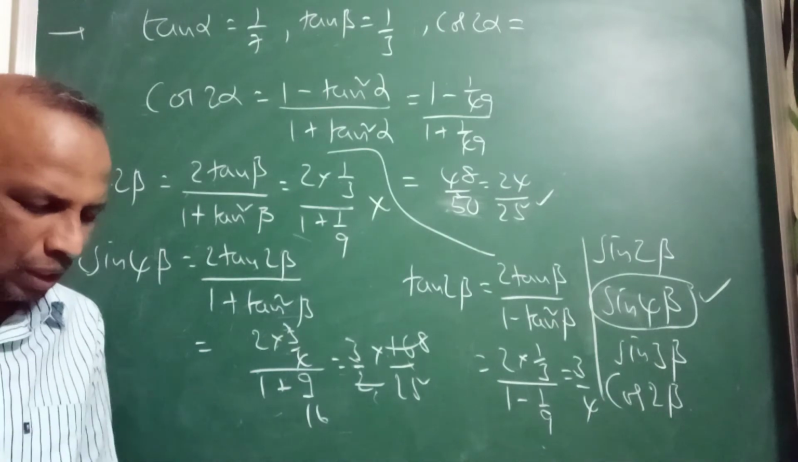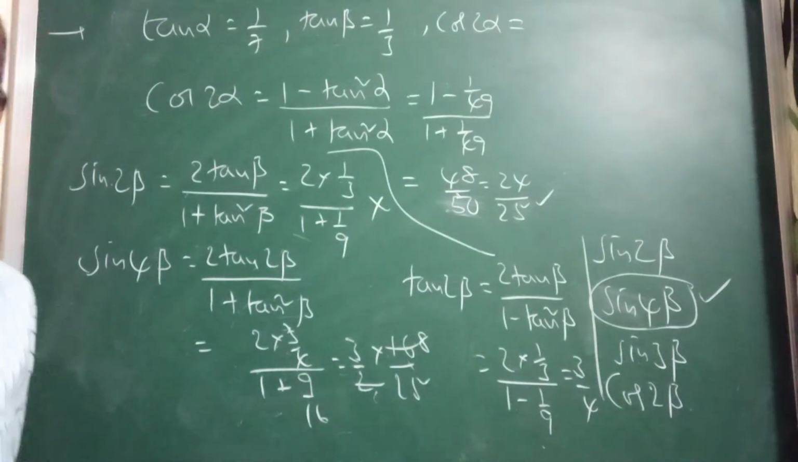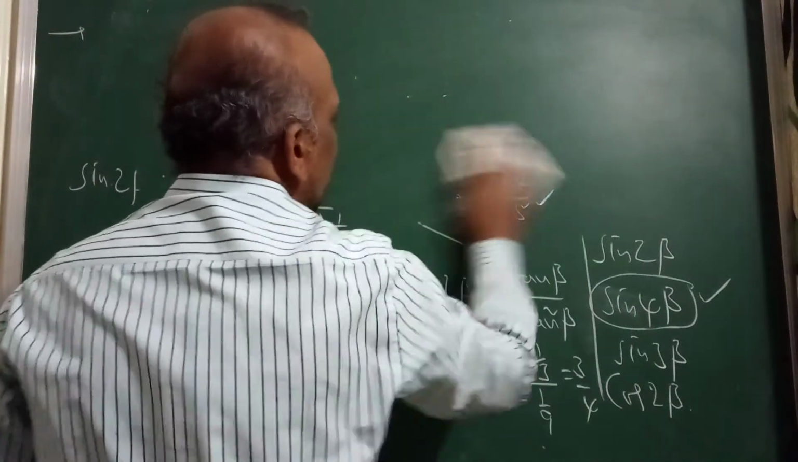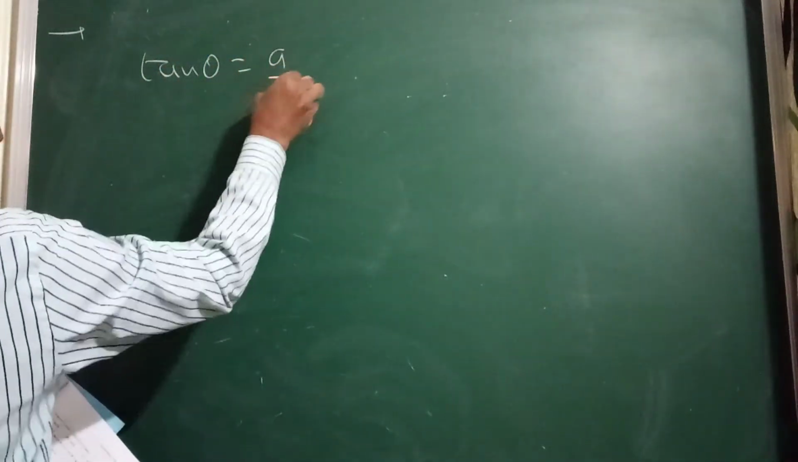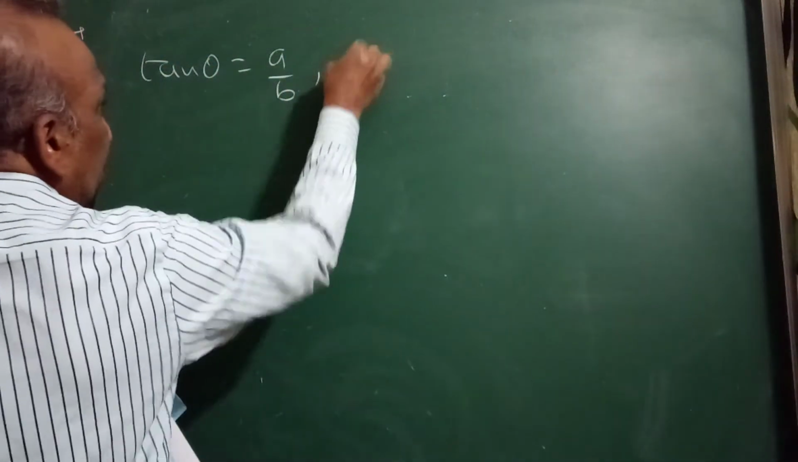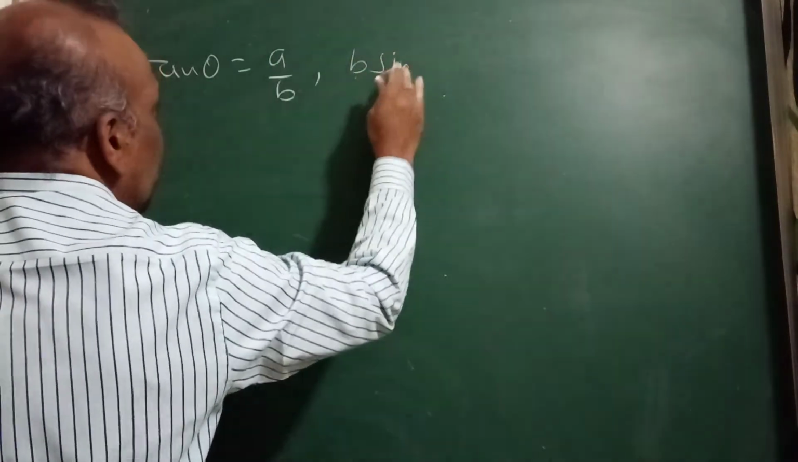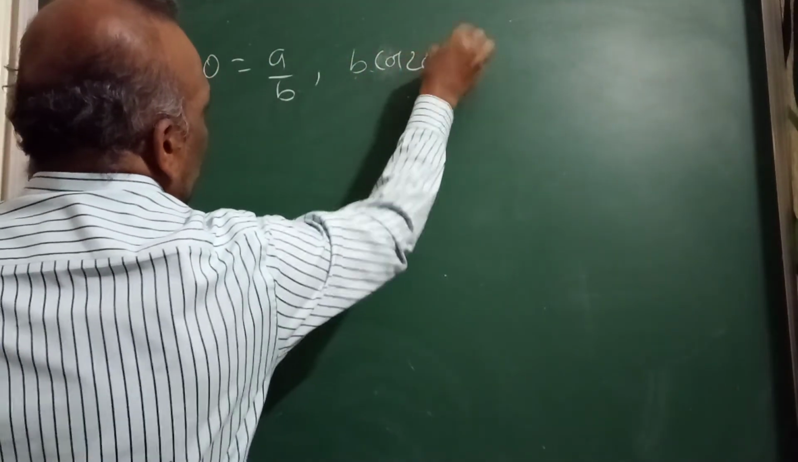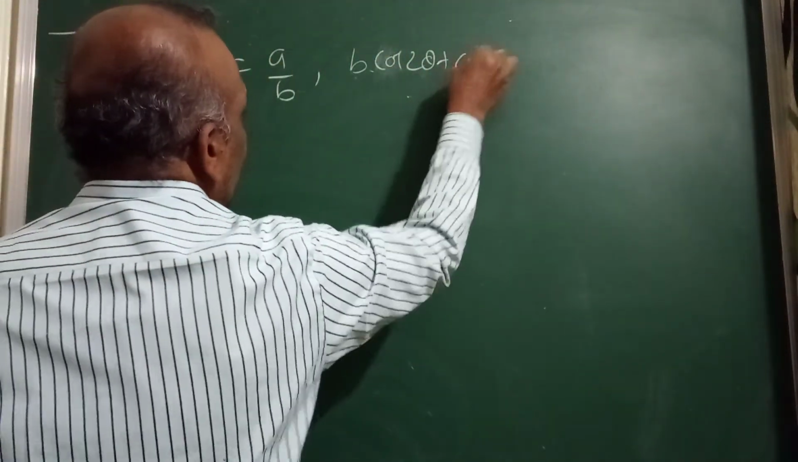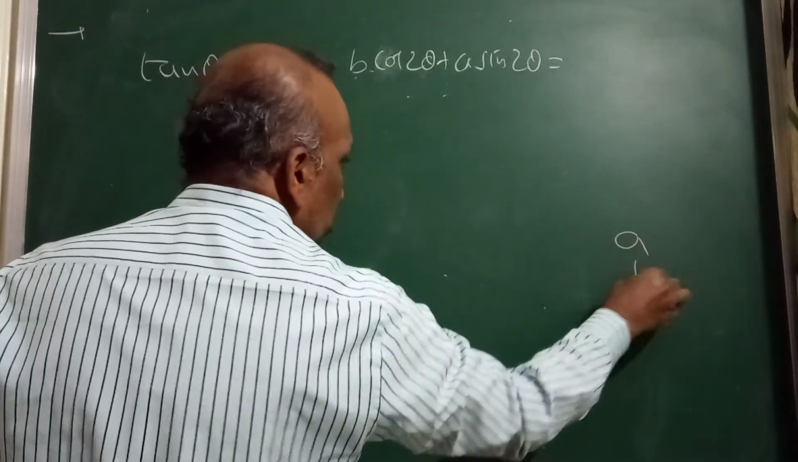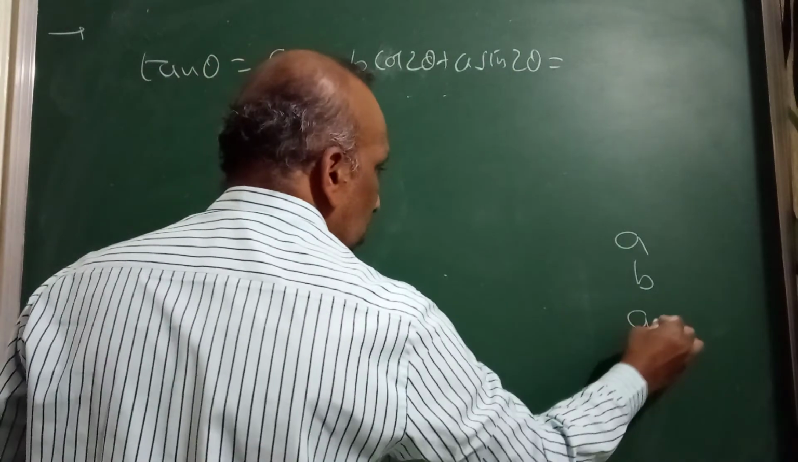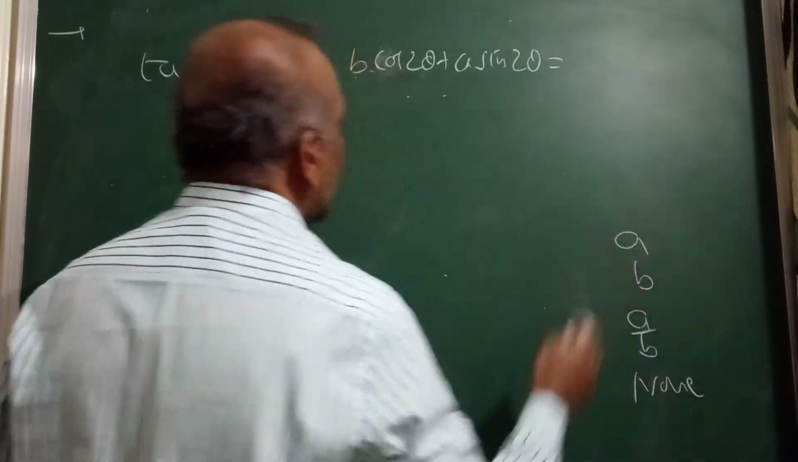Next one. If tan theta is equal to a by b, then b sin 2 theta, b cos 2 theta plus a sin 2 theta equals what? They are asking for that value: a, b, a by b, or none. So these are the answers.